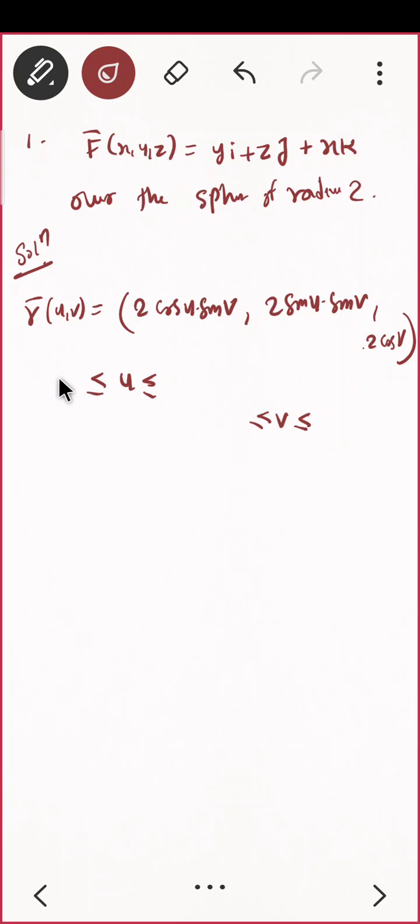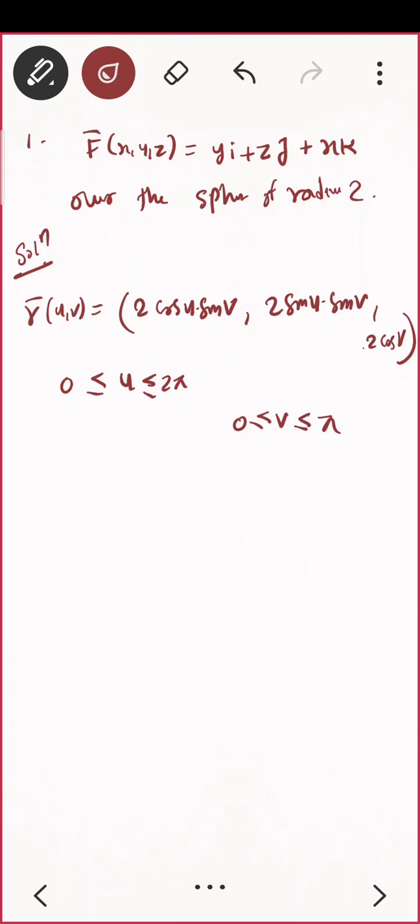What is the limit for u? We have done so many questions regarding this here. This is 0 to 2 pi and this is 0 to pi.